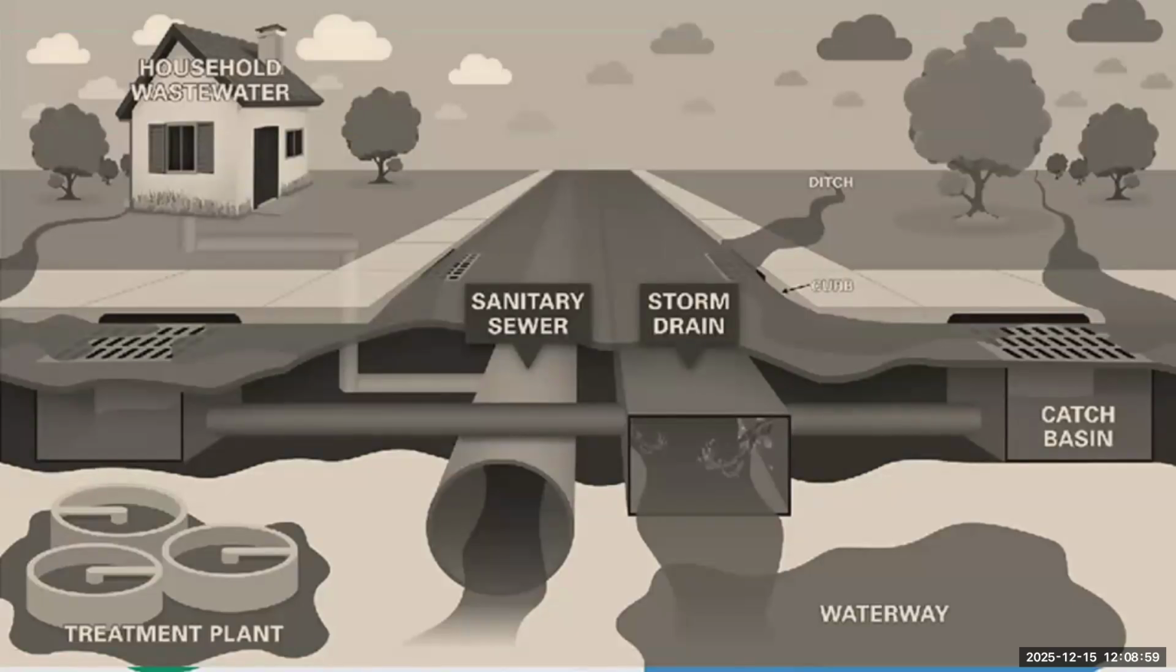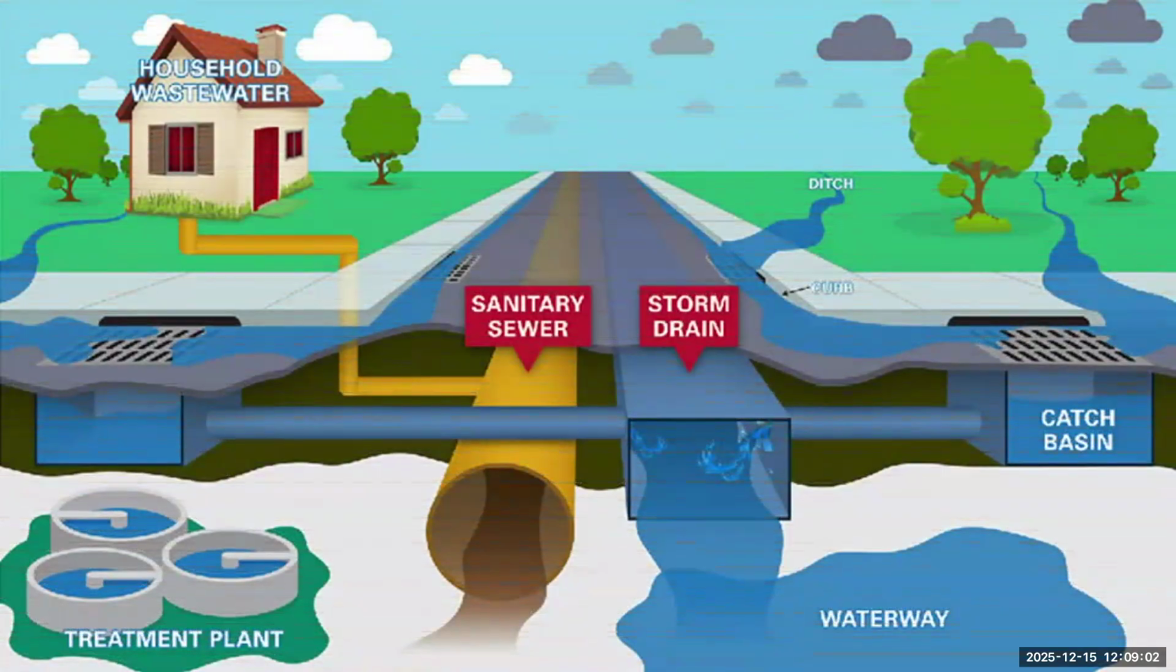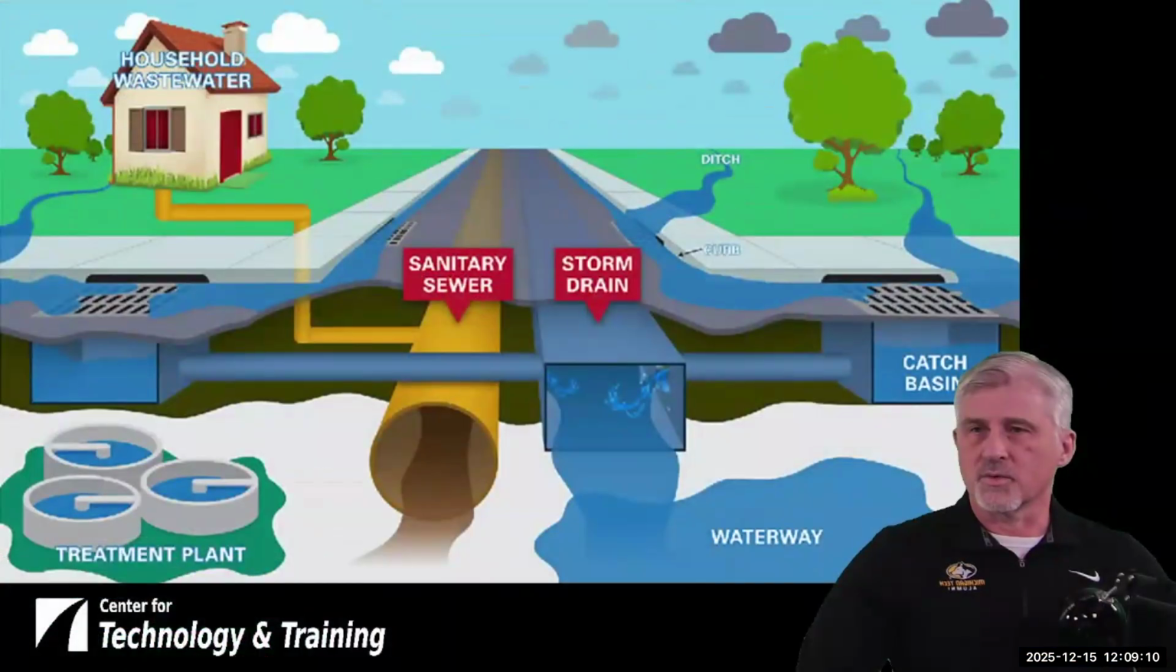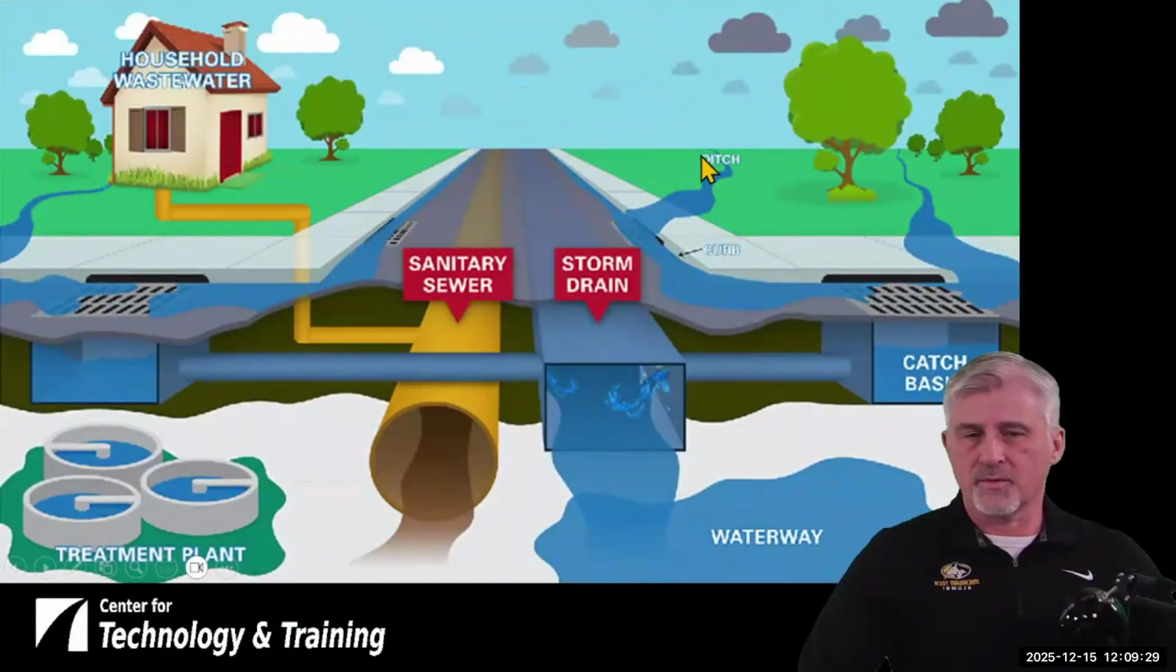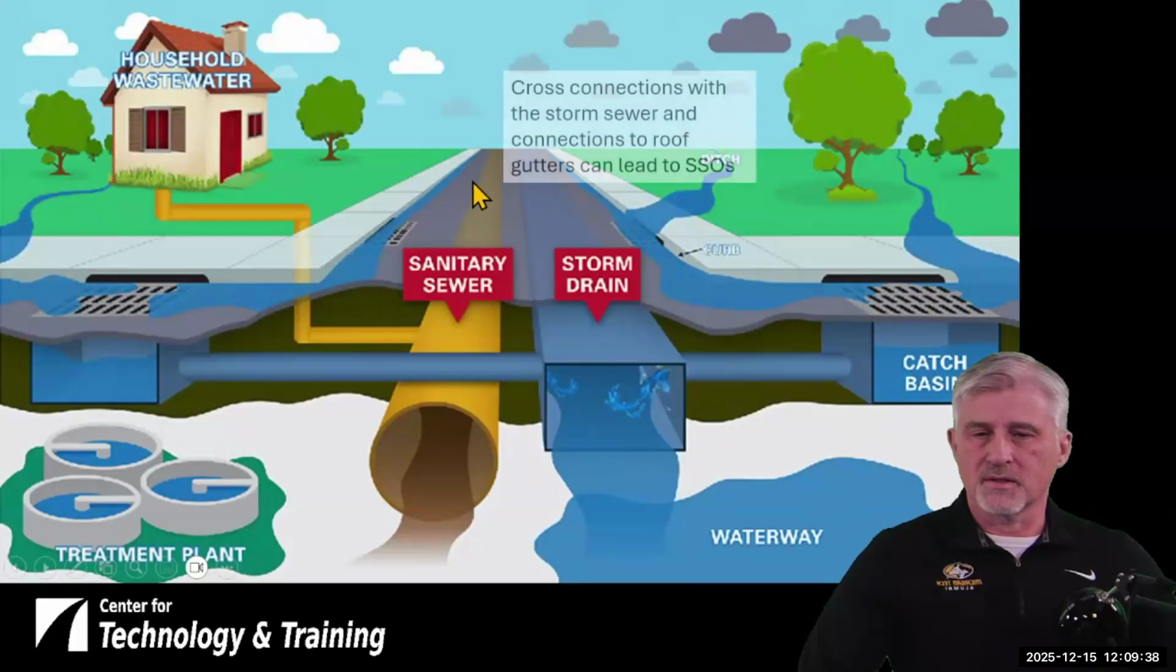So we've got a little diagram here that shows several of the different things that we might see out in our collection system. We've got a home, and we've got sanitary sewer. Oh, I'm using the pointer on the wrong monitor. Sorry. So we've got household wastewater, sanitary sewer, storm drain. We've got water from a ditch that potentially gets in the curb line. We've got catch basins and different waterways.